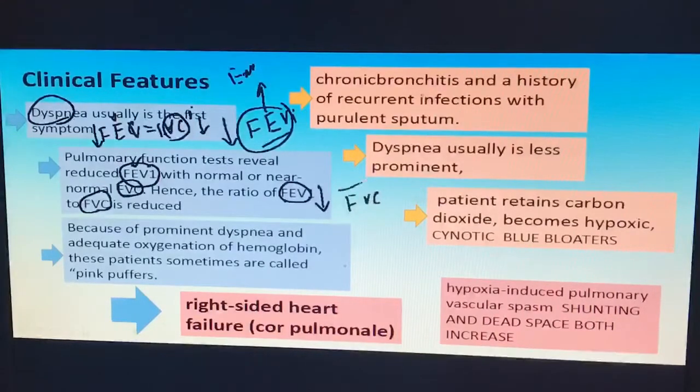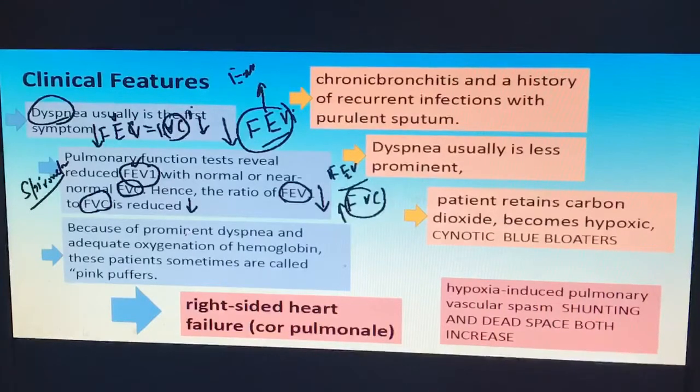If we take the ratio, the forced expiratory volume, the expiration, is decreased, so compared to the vital capacity this value becomes bigger. What happened? Inspiration has no issue. Only the expiration has a problem, so this ratio goes down. It's important. It's a spirometry finding.